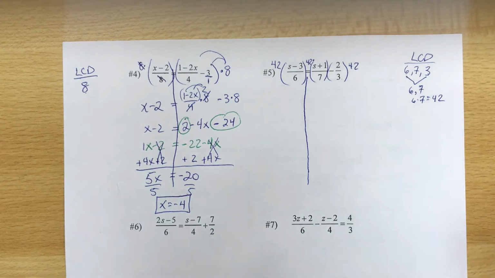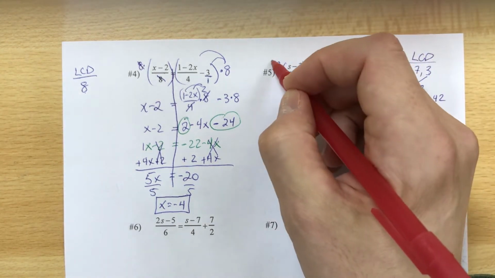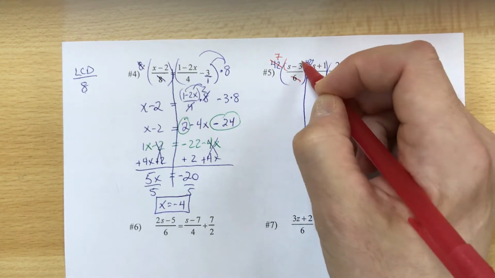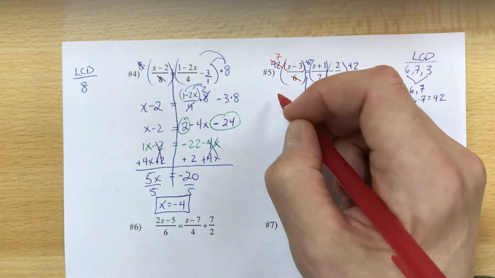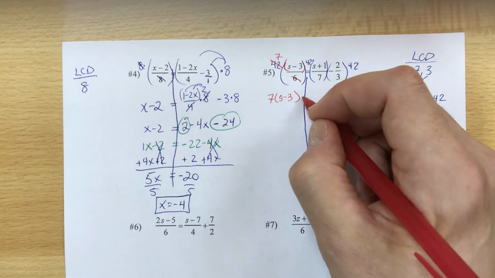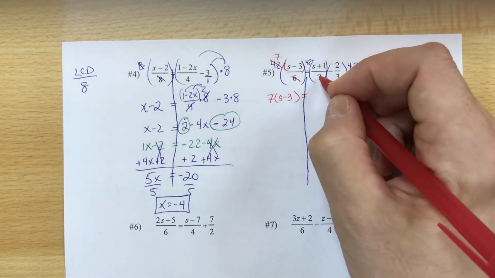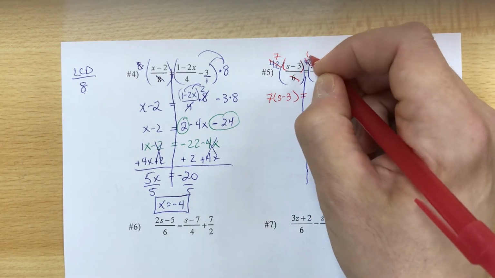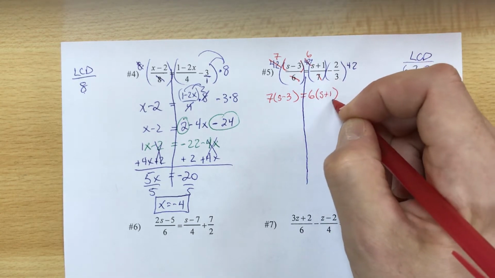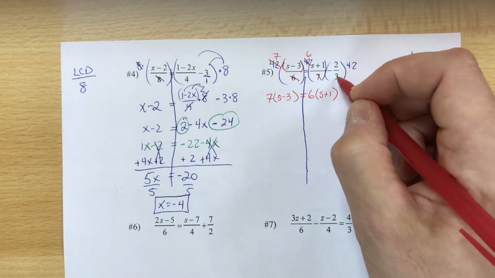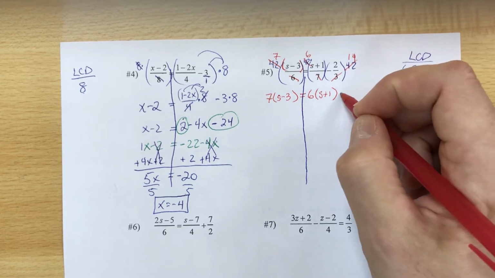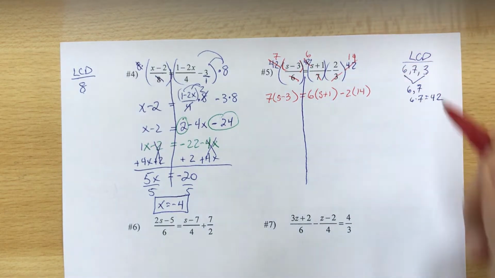Now the reason we're going to do that, 42 divided by 6 is 7. Now that 7 is multiplying what's left over, which is s minus 3. So I'm going to write it, and then I'll distribute. So 7 times s minus 3 equals 42 divided by 7 is 6. But 6 is going to multiply s plus 1. And then we have 42 divided by 3, which is 14. And that's minus 2 times 14.